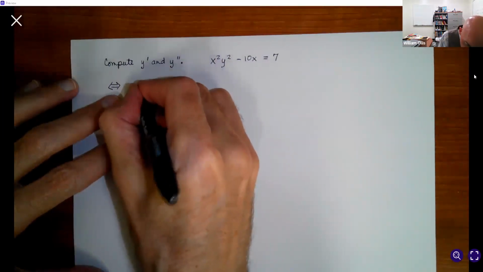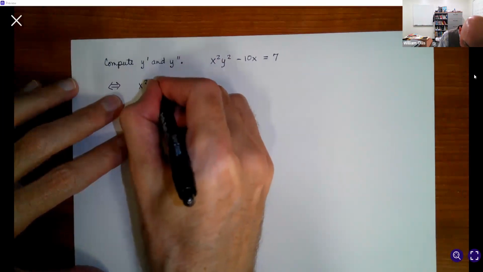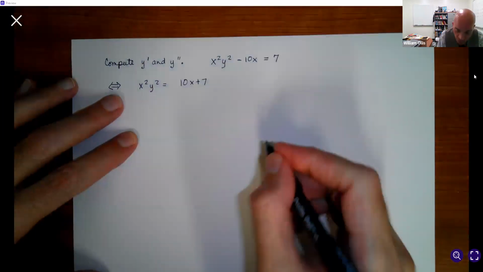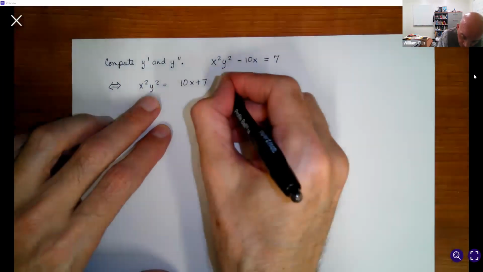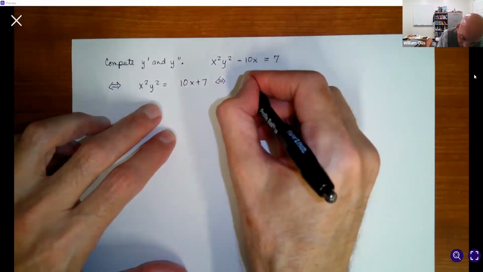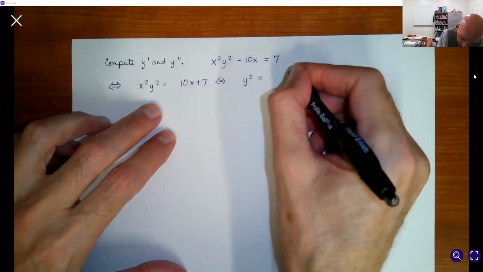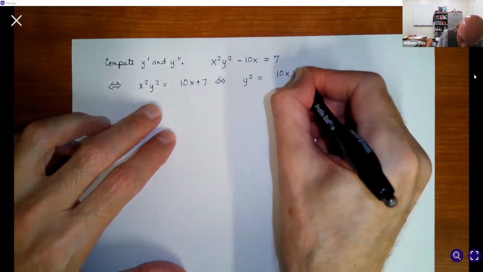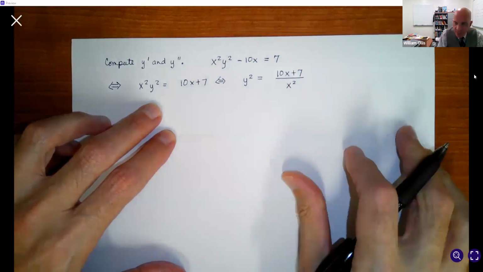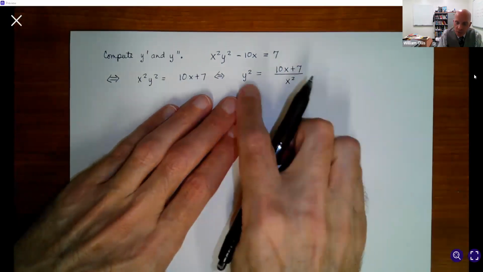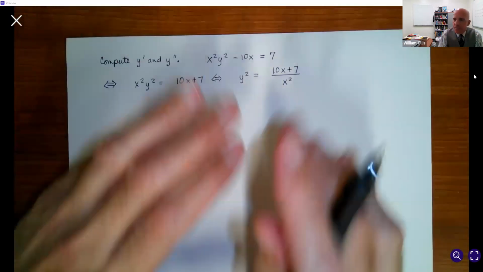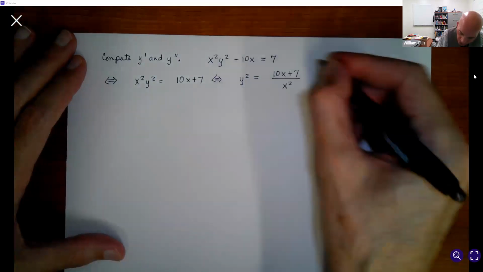Let's just do a rearrangement just for fun. So this will give us a 10x plus a 7. And now, of course, you're thinking this is going to turn out to be a little bit more explicit. So I'm going to solve for y squared, of course, assuming x is non-zero. Now, what you see here is very simple in the sense that you have y squared is equal to a function of x. So that in and of itself is simpler. And this would be equivalent to the original equation.